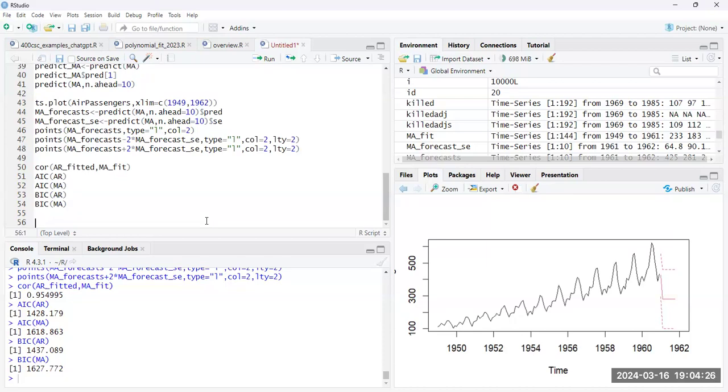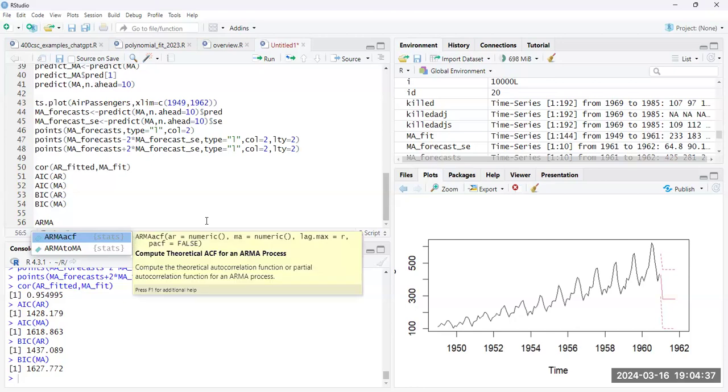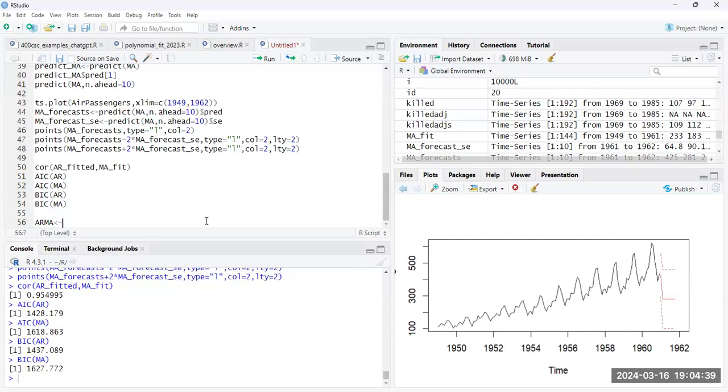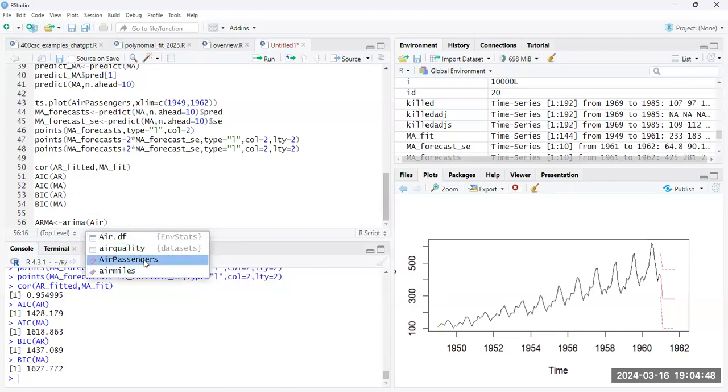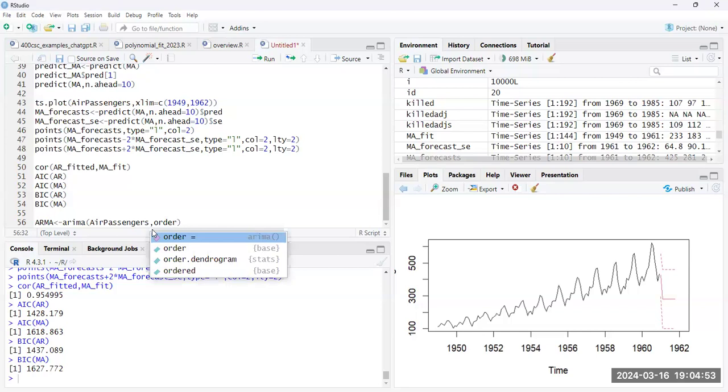Now, we may be able to get a still better model if we were to combine, for instance, the autoregression and the moving average component. Of course, we can also look at other models that we haven't touched on here that maybe use additional lags rather than just a lag of 1 in our model. And again, these are things that you can experiment with.